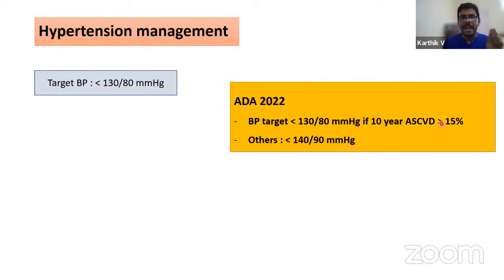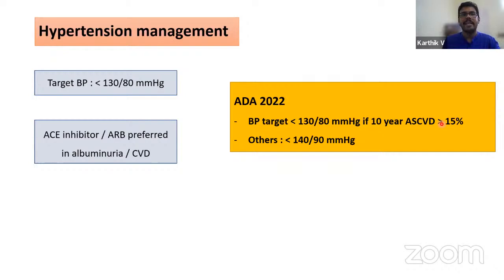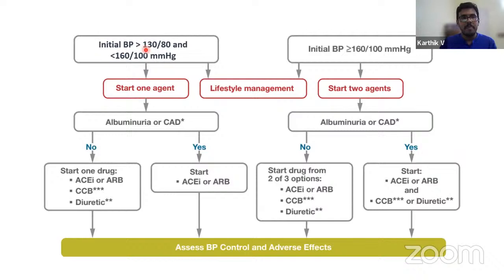And in patients who are having albuminuria or a history or risk factor of cardiovascular disease, ACE inhibitor or ARB is the preferred antihypertensive medication. So this is the flowchart they have given. If the initial BP is more than 130-80, but less than 160-100, you start with one agent. And if it is more than 160-100, you start with two agents.